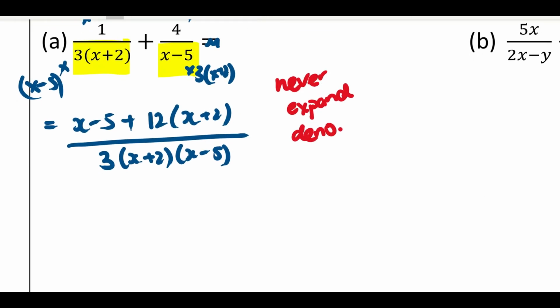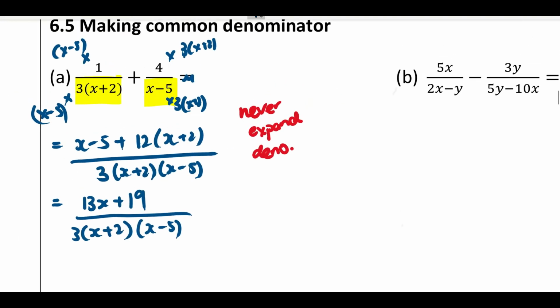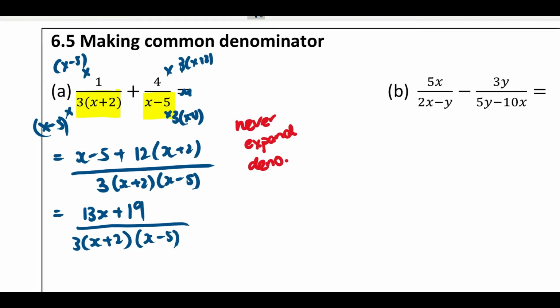So my numerator would be x plus 12x, that will be 13x, minus 5 plus 24, that would be plus 19, over my denominator. Never expand them, just leave it where they are. Numerator can factorize? Cannot factorize. So just leave it. That would be the final answer. And this is because the denominators have no relationship to each other at all.